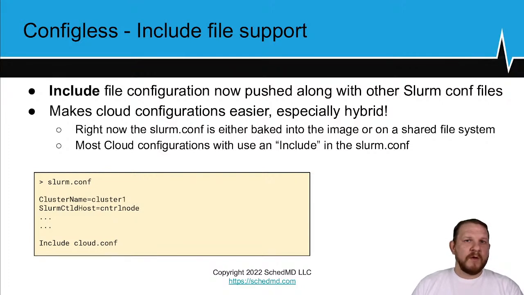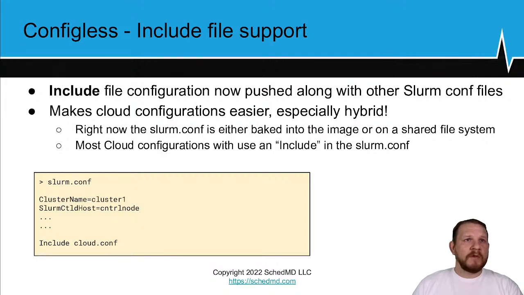Because before this, with cloud, you would either need to bake your slurm.conf file into the image that you're using for your compute nodes when those are spun up, or have a shared file system. When your environment's all in the cloud, that's not a huge deal because you control that really well. But in hybrid, doing a shared file system from the on-prem slurm.conf on the controller to the cloud is really not recommended. So the next thing you have to do is bake it into your images, and that can be difficult if you're constantly changing your slurm.conf, especially early on.